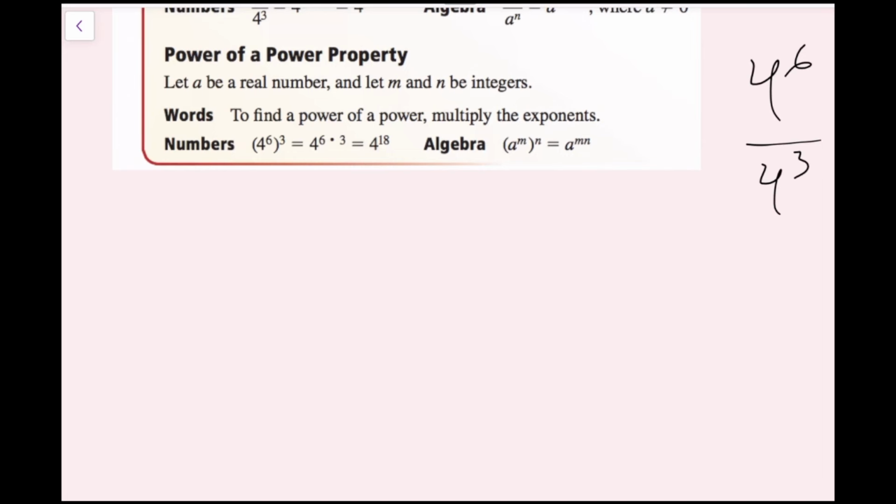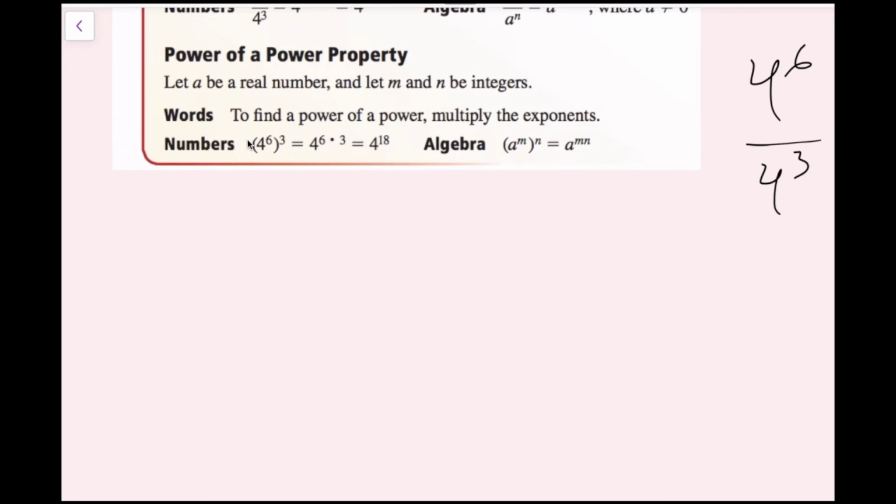The next property we're talking about is the power of a power property. Let a be a real number, and let m and n be integers. To find the power of a power, multiply the exponents. Okay, so if I have 4 to the 6th power all to the 3rd power, that is 4 to the 6th times 3, which is 4 to the 18th power. Here, I have a to the m all to the nth power is a to the m times n power. Okay, I'm going to show you why that works right now.